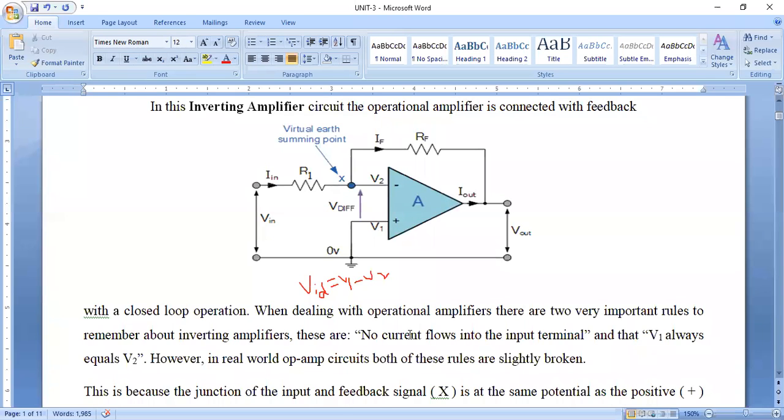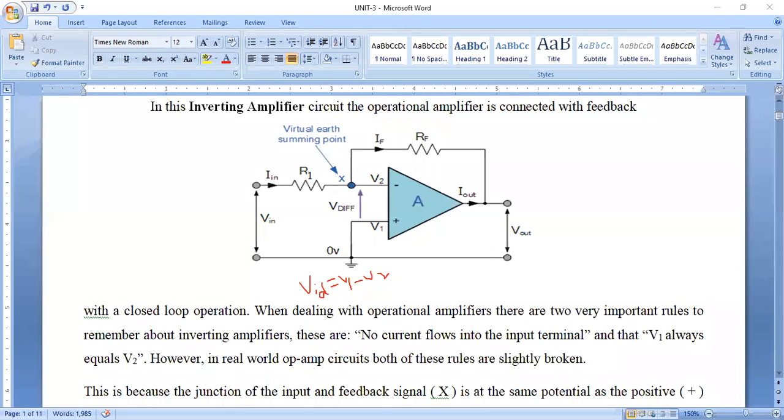If this is an ideal operational amplifier, what is the value of gain? Anyone, just respond in the chat box. In an ideal operational amplifier, what is the value of gain? Right, the gain of the operational amplifier is infinite. Thank you for your response. So A is infinite.